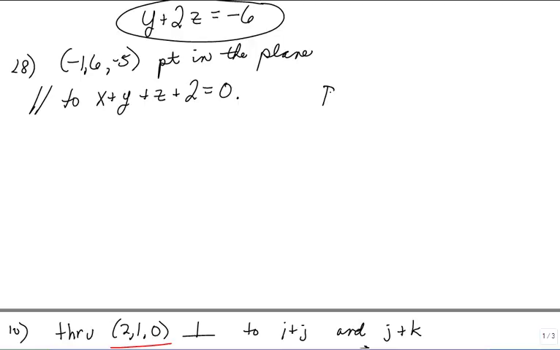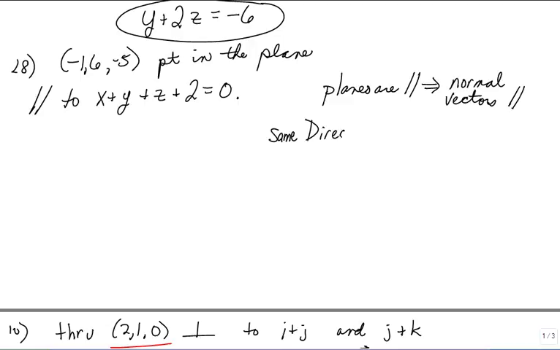So if the planes are parallel, then their normal vectors are parallel, so they have the same direction. They have the same direction vector, which is 1, 1, 1. Actually, it's the same normal vector, which is in the same direction.